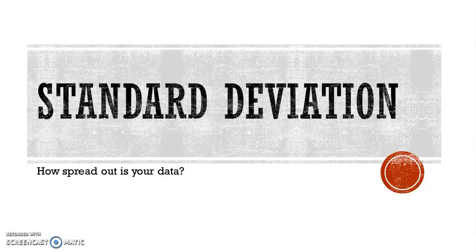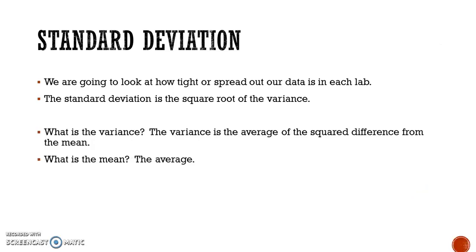Now, from now on, when we do labs, we will be calculating a standard deviation before we graph. Exciting, I know. So, standard deviation, we're going to look at how tight or spread out our data is for each lab. The standard deviation is the square root of the variance. Now, you might be asking yourself, what is the variance? And that is the average of the square difference from the mean.